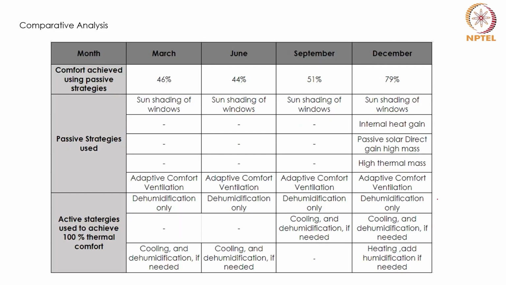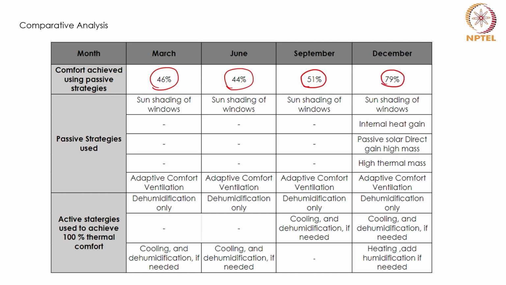So, if we look at the comparative analysis of how passive strategies work for March, June, September, December, then we can see that 46% of the hours of March can become comfortable using passive strategies, whereas 44% of the hours of June can become comfortable with passive strategies. In September, 51% can become comfortable and in December 79% becomes comfortable.